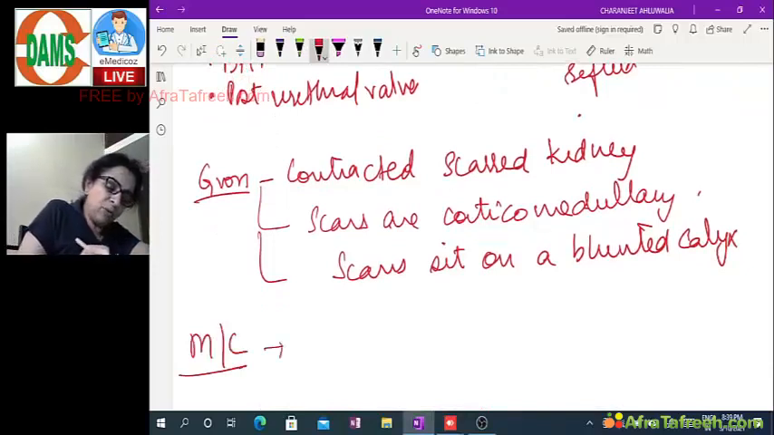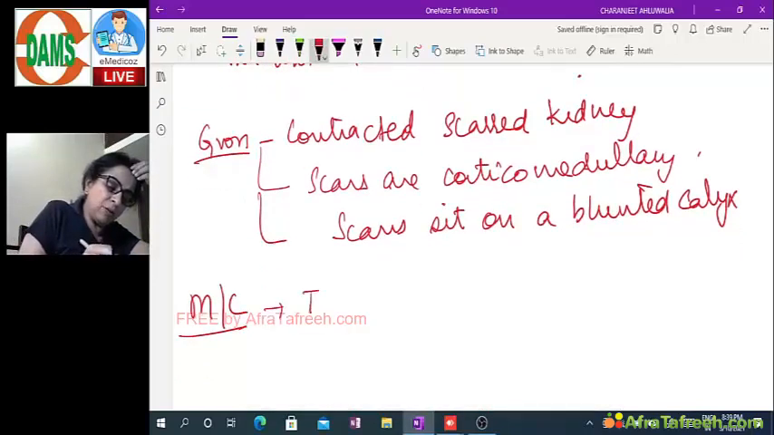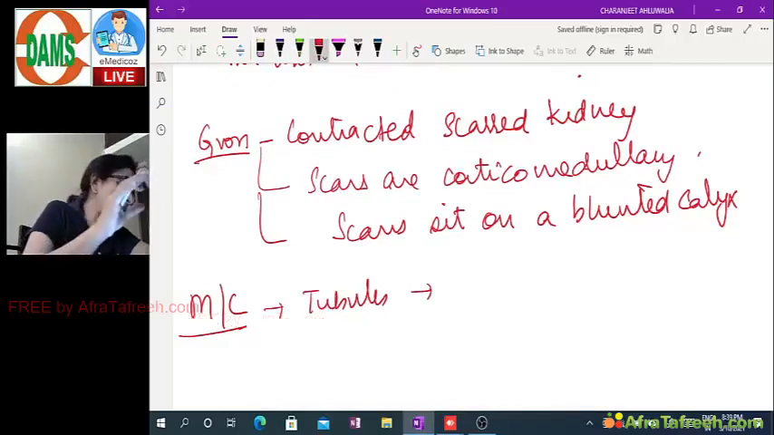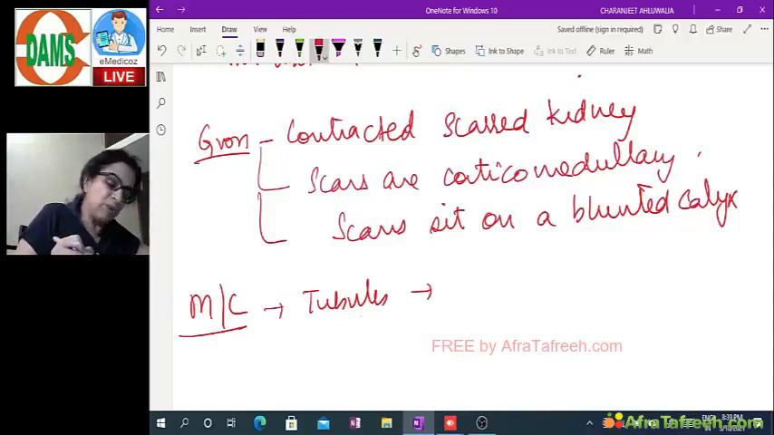If you look at the tubules: in pyelonephritis, the tubules and interstitium are involved. Glomerular involvement is less common and usually not seen. So what do you see? Number one, look at the tubules. Tubules show thyroidization.